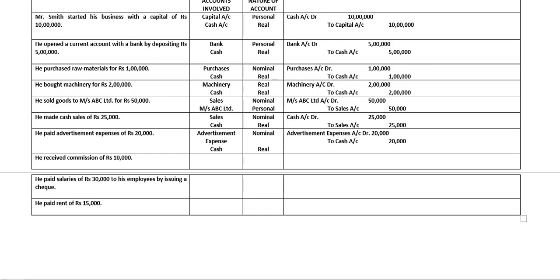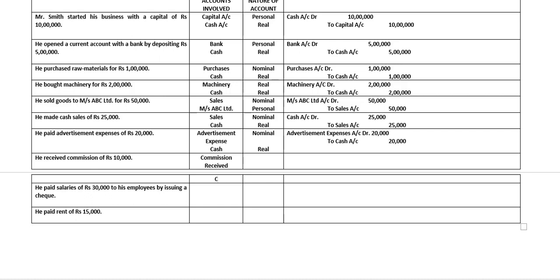He received commission of rupees 10,000. So the account involved is commission received, which is an income, and another account is cash, assuming he has received in cash because it doesn't say anything about it. The commission received being an income is a nominal account, as already explained, and cash is a real account. We have seen it again and again.